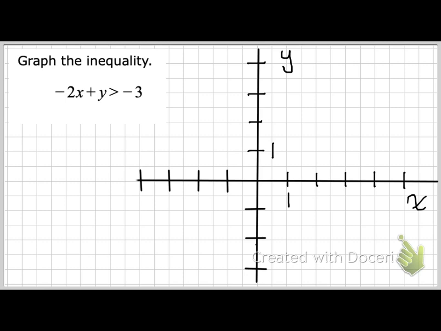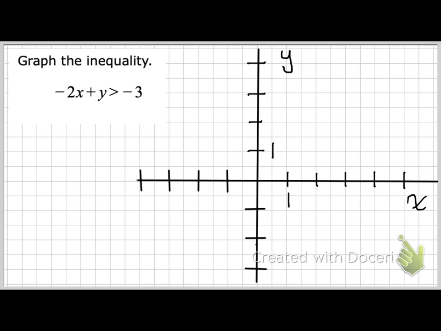Here I've got an inequality that I want to solve, and when we solve an inequality, the way that we are solving it is by graphing it. It's not like an equation where we can find a single solution. We have to represent a range of solutions, and we're going to represent that graphically.